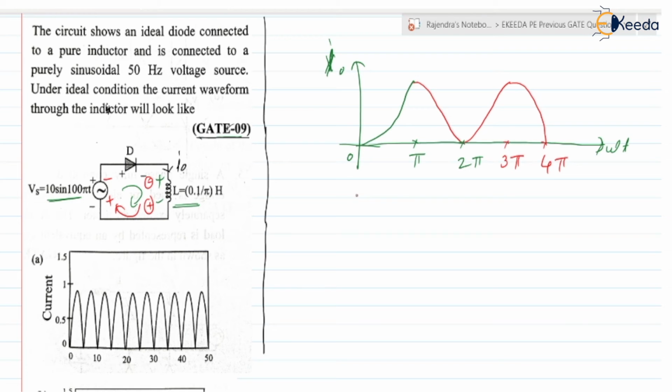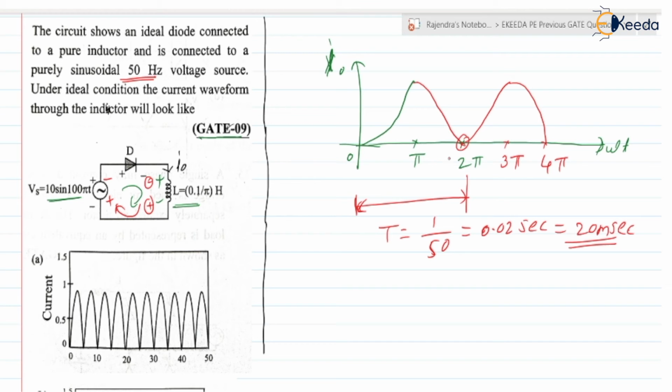So if you check, 0 to 2 pi is one complete cycle of the supply voltage, but the supply is of 50 hertz. So can we say that the time period T is equal to 1 by 50? Yes, so it is equal to 0.02 seconds, which is 20 milliseconds. So for this one pulse of the current, the time required is equal to 20 milliseconds. So 0 to 20 milliseconds is one complete cycle.